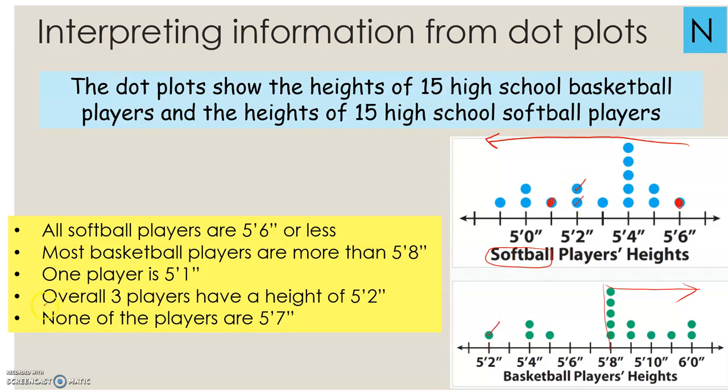So overall, meaning in the whole thing, the 15 that are playing basketball and 15 playing softball, overall I've got 3 of them who are at 5'2", and none of the players are 5'7". So if I look at 5'7" here, there's nothing here, and 5'7" here, there's nothing here as well. So none of the players are at 5'7". There's a lot more that you can interpret from these two dot plots, but these are just some of the main things that I noticed when I looked at them. So you should be able to interpret information by looking at dot plots, just like I have done.